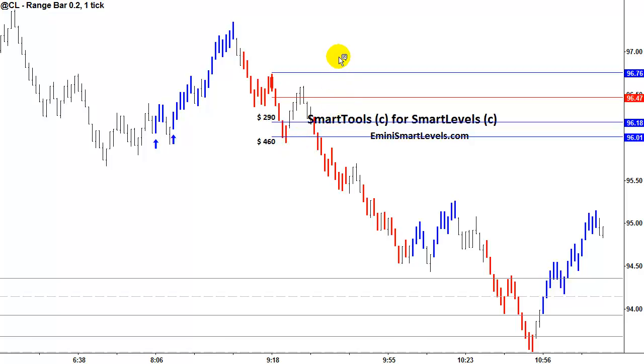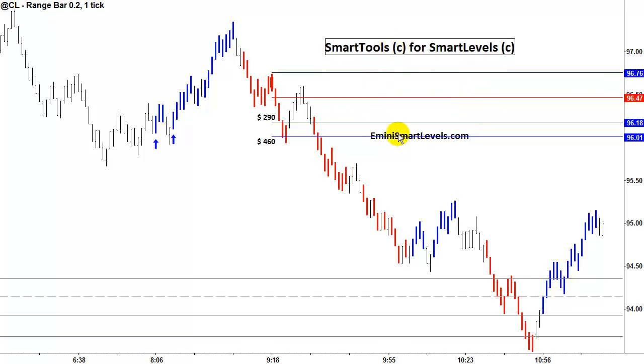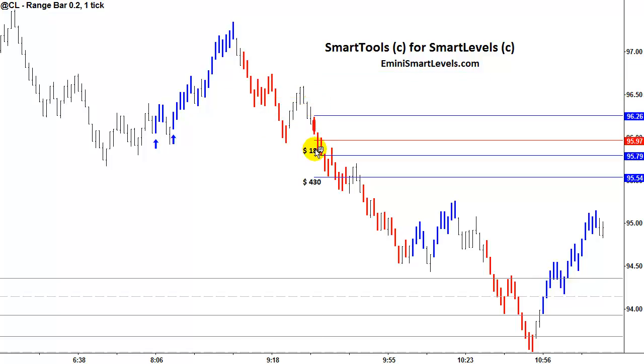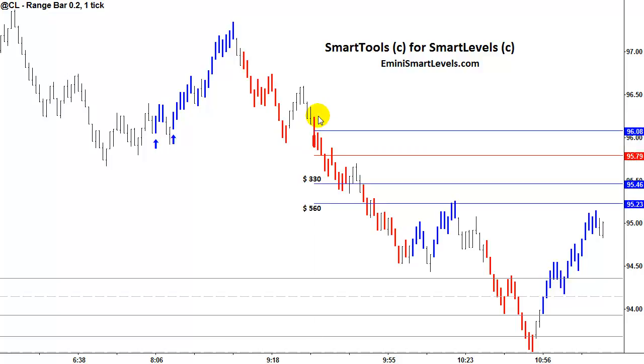And I'm going to move this text out of the way here so this is a little clearer. Okay, so the market reached the second profit target, pulled back. The next trade setup is right here, and actually this setup I really don't like because the entry is just above the swing high. I prefer this setup right here.